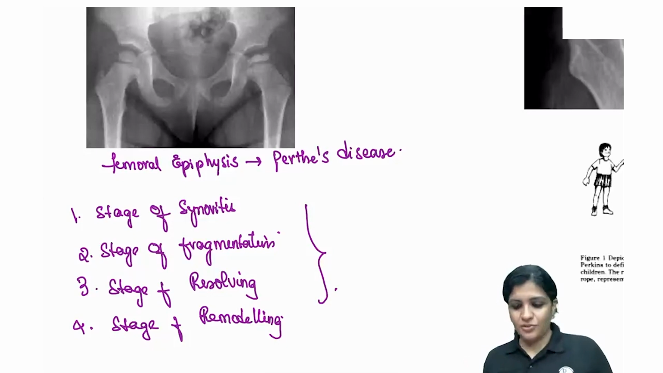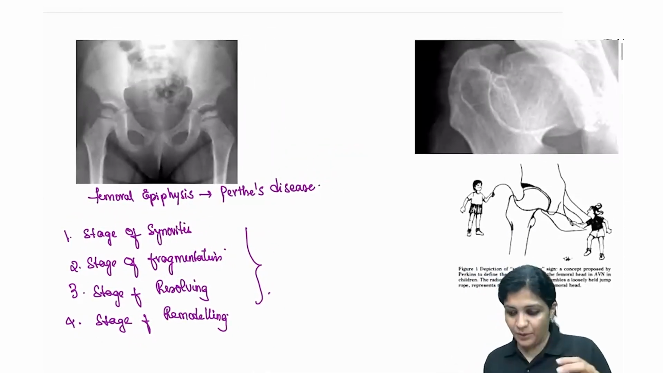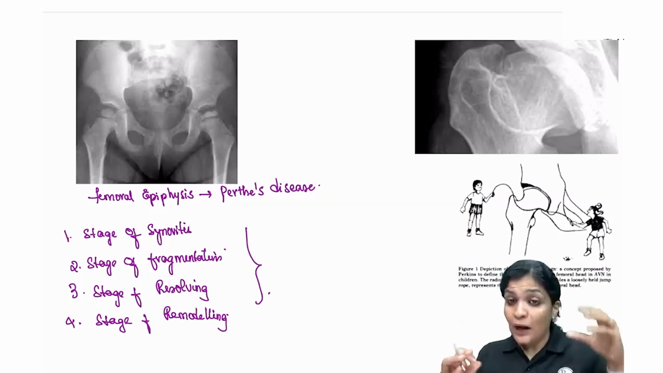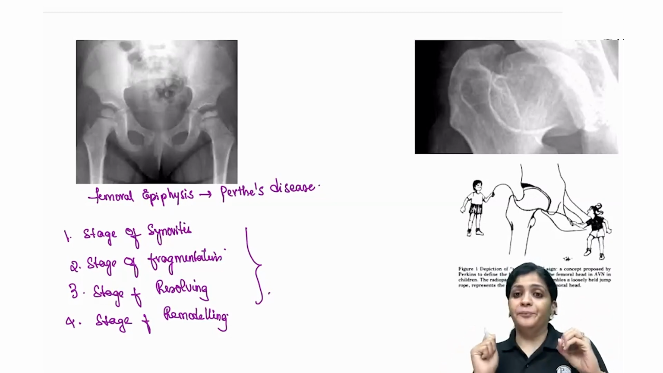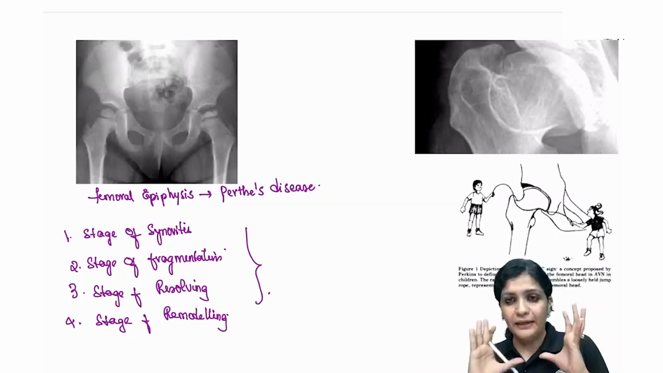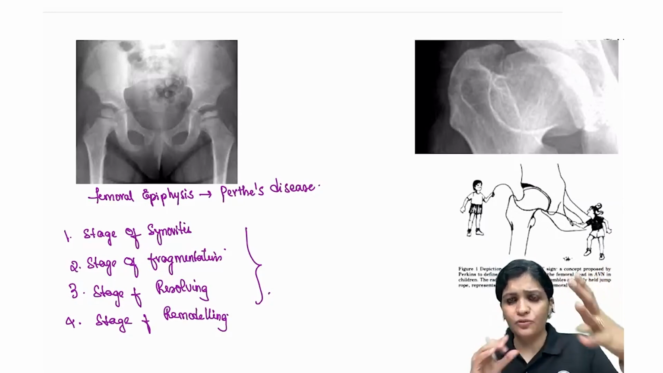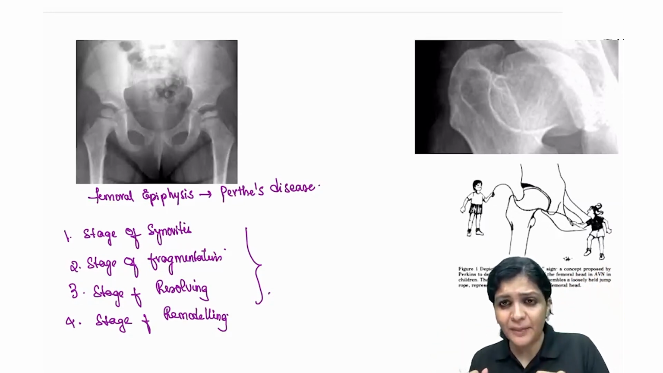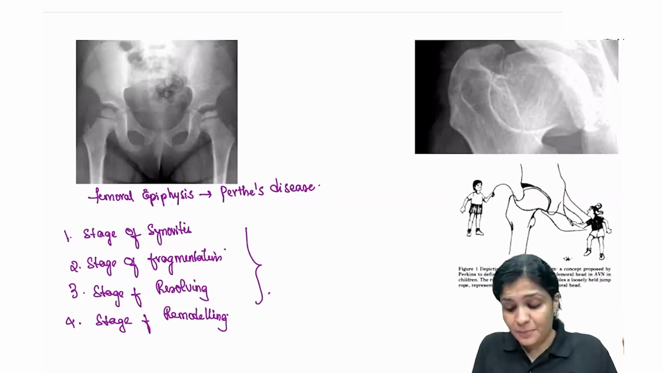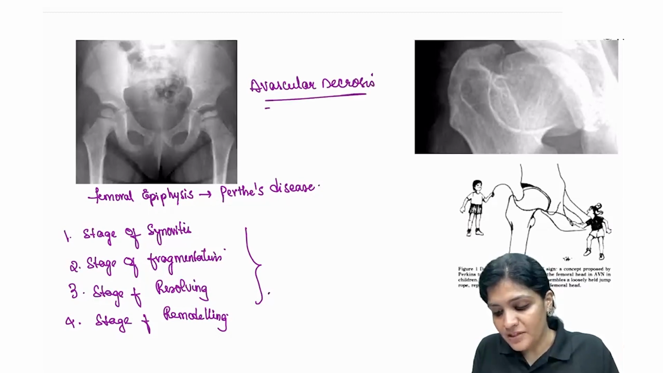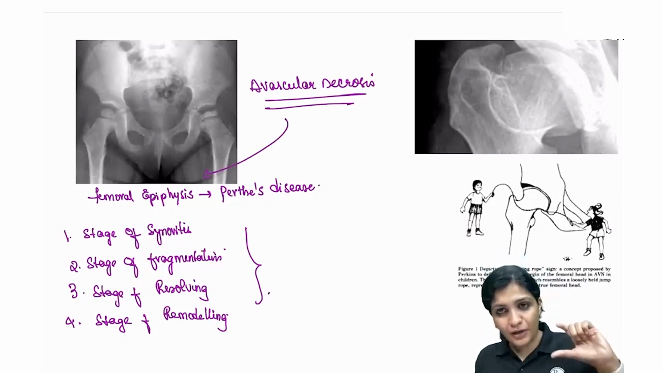Not to remember all the 4 stages, but what I'm trying to tell you is that this is a particular phase where it is a reversal of that particular pathology. So whenever this child is entering the 4 to 8 years age group, there will be some disruption in the blood supply. Whenever there is a disruption in the blood supply, it is something which is called avascular necrosis of the femoral epiphysis. So there will be avascular necrosis of the femoral epiphysis.